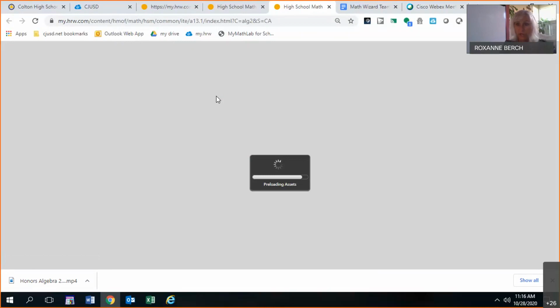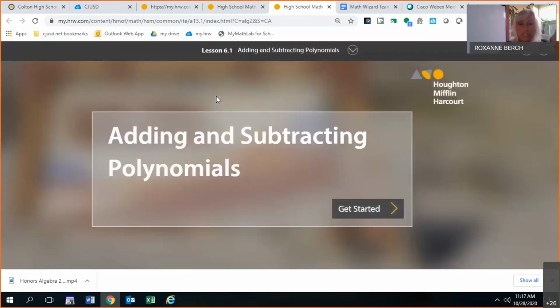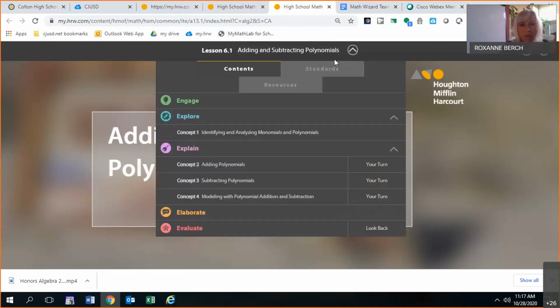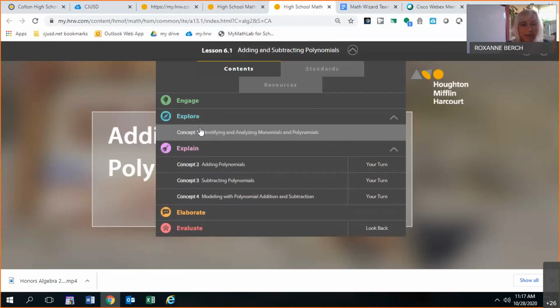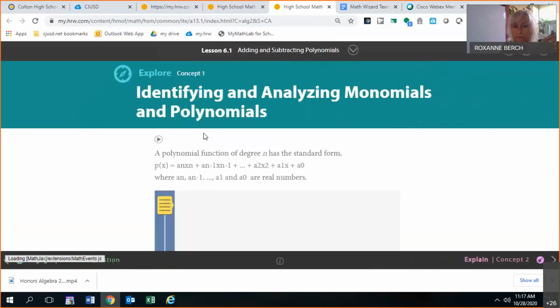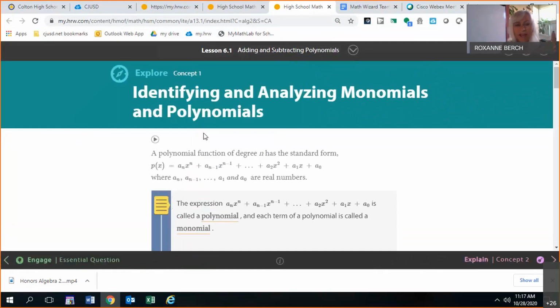Now, some of this you know, so it's being scaffolded into some new concepts. I'm going into the Explore here. Can you all see my screen? Yes, we can. Okay, so you're familiar with it. Polynomial, poly means many, nomial means terms. Function means what?